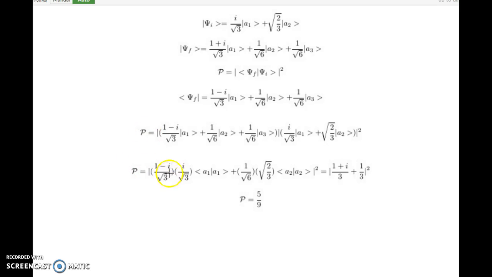So you're left with this: 1 minus i over square root of 3 times i over square root of 3, plus 1 over square root of 6 times square root of 2 over 3, and these just are 1, so we can almost ignore those. Then I multiply them together, add these, and then square them after finding the absolute value, and it turns into the probability of getting this output is 5/9, and that's the end of the problem.